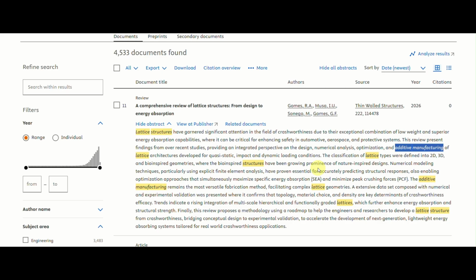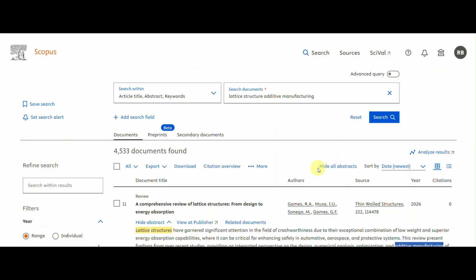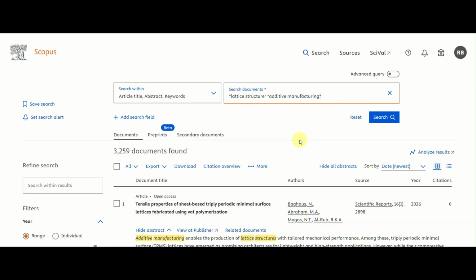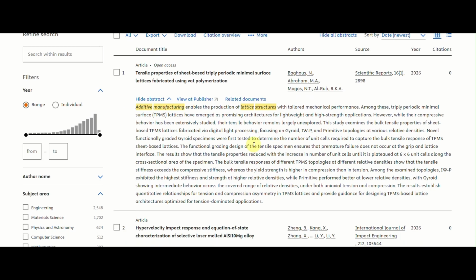This is what I'm trying to highlight. Before selecting a keyword, you should be careful and must know which keyword you are going to use. I explained this in the previous lecture. We want only the lattice structure keyword and the additive manufacturing keyword. So we can give quotation marks around lattice structure as a single phrase and additive manufacturing as a single phrase. Lattice structure belongs to one research area and additive manufacturing belongs to another. Now the total number of documents got reduced, isn't it? Let's see what happened to our first article.